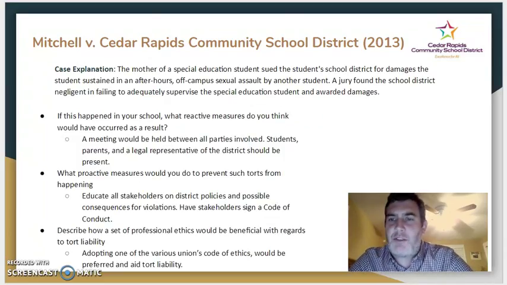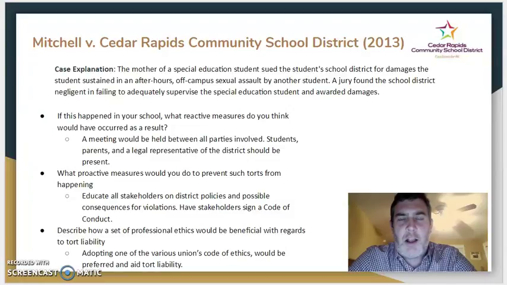The first court case I looked at was Mitchell versus Cedar Rapids Community School District. This took place in Iowa. The mother of a special education student sued the student's school district for damages sustained in an after-hours off-campus sexual assault by another student. And the jury found the school district negligent in failing to adequately supervise the special education student, and damages were awarded.